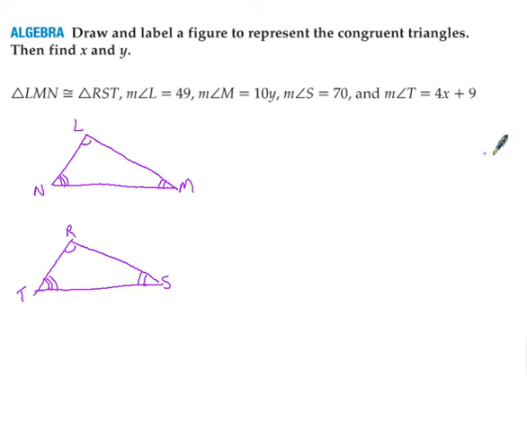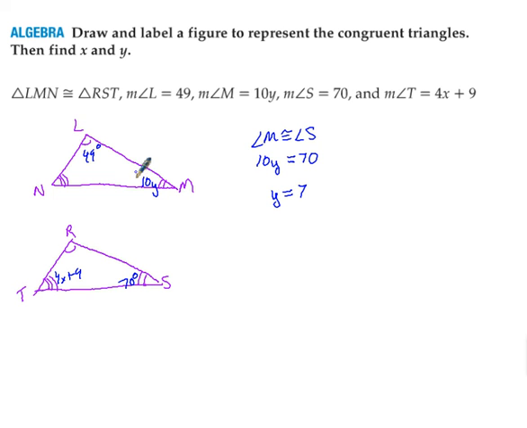Now we're going to label everything we know. So L is 49 degrees. M is 10y. Angle S is 70. Angle T is 4x plus 9. So to start with, if we know angle M is 10y, we know angle M is congruent to angle S, the corresponding parts. So M is 10y, S is 70. We divide by 10, and we find out that y is 7.